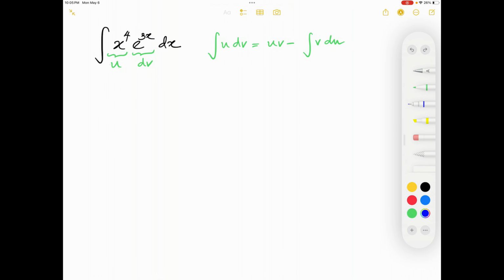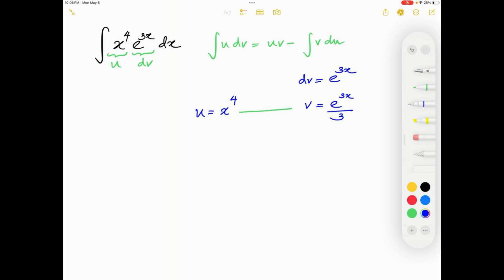Alright, now we are going to straight away start the solution procedure. I'm going to write u as given. u is equal to x to the fourth power. And then I need to write dv, but I will not write dv at the same level as u. Instead, dv will be written on the line above. dv is equal to e raised to the 3x. dv should be integrated in order to obtain v. v will be equal to e to the 3x divided by 3.